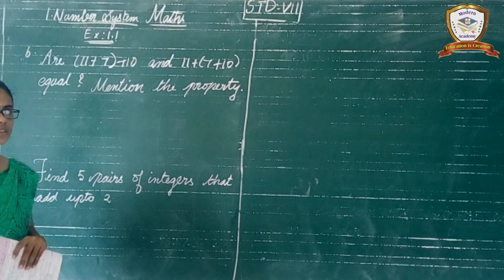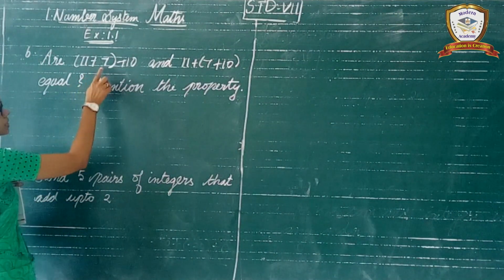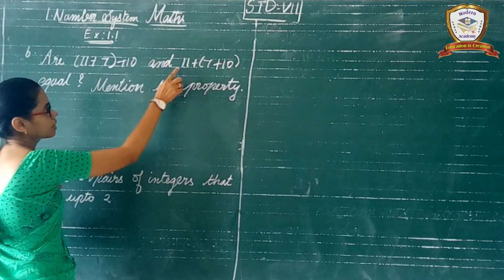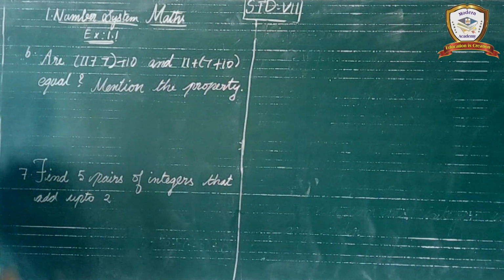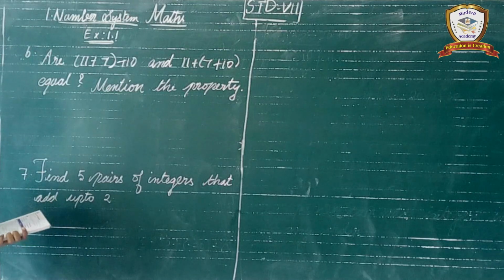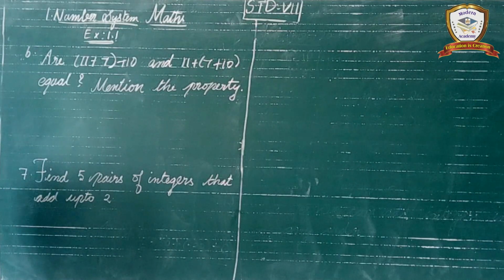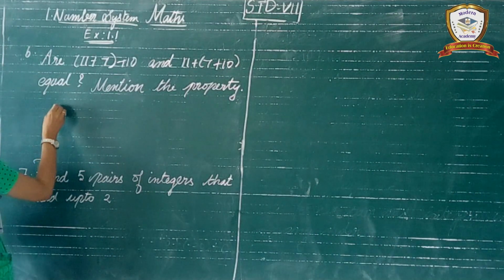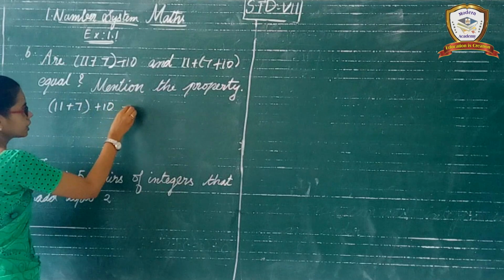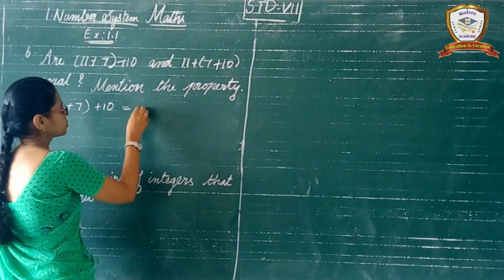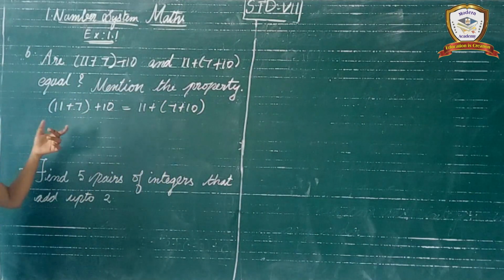Okay, next see the sixth sum in your book. 11 plus 7 plus 10 and 11 plus 7 plus 10 are equal. They will say equal. Both are equal. Mention the property. We need to find the property. Which property? First, listen here. Directly we have to say which property this is.